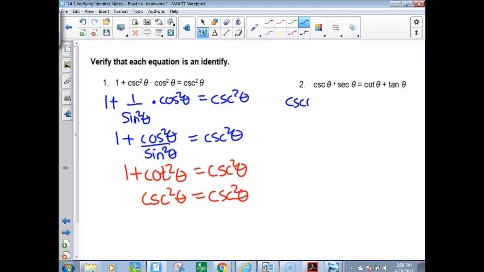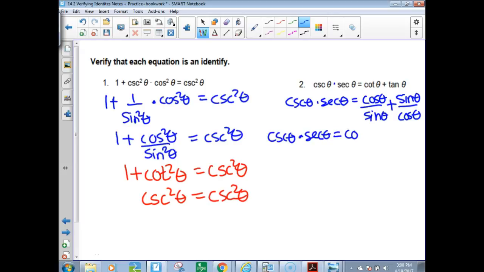So I'm going to rewrite the right side. That's cosine theta over sine theta plus sine theta over cosine theta. Now, they don't have the same denominator, so we need to get a common denominator. I'm going to show what I'm doing. So I'm going to take that first fraction, and I'm going to have to multiply it by cosine, top and bottom.